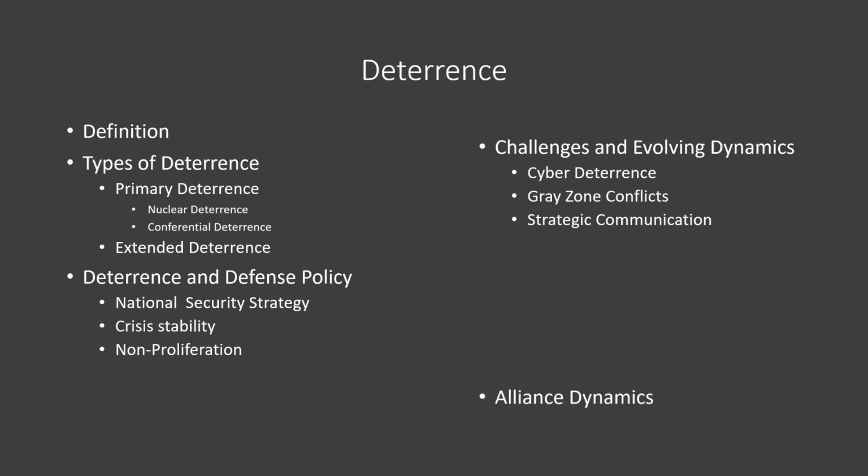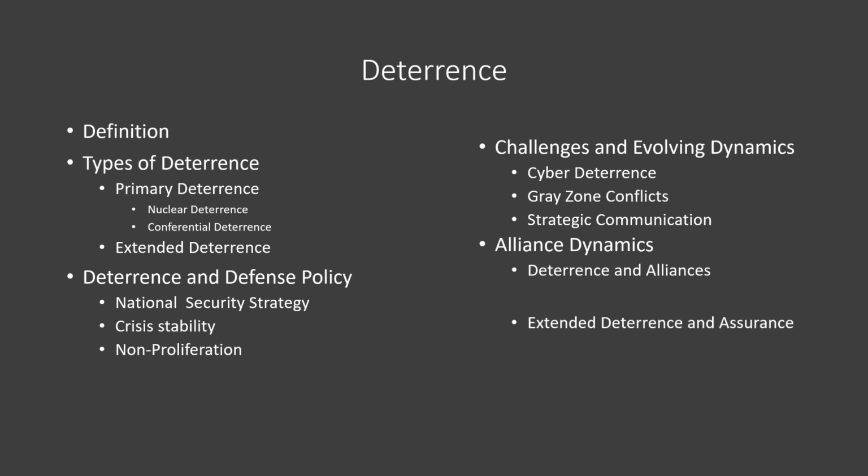Alliance dynamics. Deterrence and alliances. Deterrence often operates within the context of alliances and partnerships. Strong alliances can bolster deterrence efforts by demonstrating collective resolve and shared security commitments. Extended deterrence and assurance. Nations often provide extended deterrence assurances to their allies, reinforcing the idea that an attack on an ally will result in a collective response.